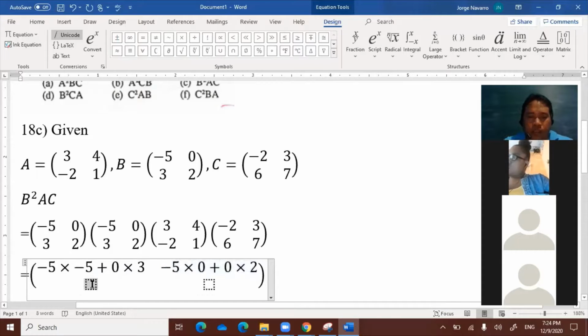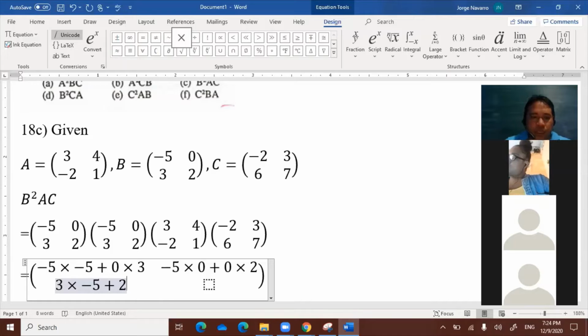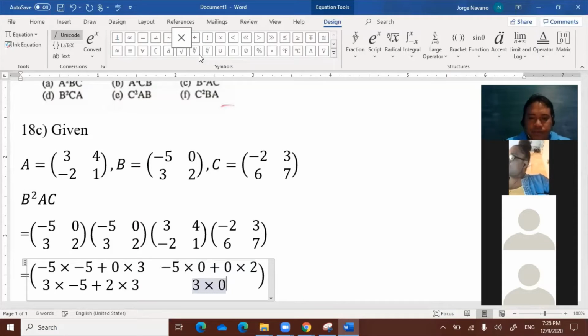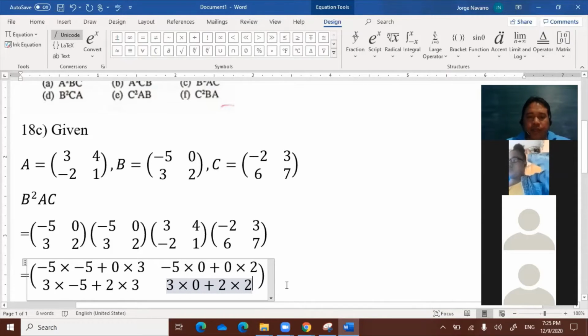Then the next one, we'll begin with the 3 times -5 plus 2 times 3, and that's going to be the third element. And then we're going to do the same again, 3 times 0 plus 2 times 2. And that will give us B squared.